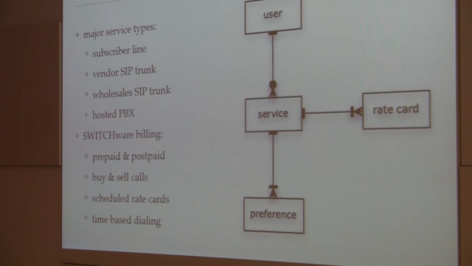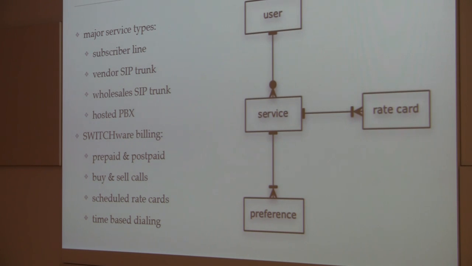This is a simple data model we use. One user can have zero or many services. Every service has preferences, and every service has an associated rate card. For example, a vendor, a SIP trunk, or a subscriber has its own service. So we can control buy and sell: what we sell and what we buy with the vendor. For example, if we sell what we terminate, we can charge the vendor and vice versa. It is good because we can control costs over some vendor and receive a notification when we approach some limit we set in advance.